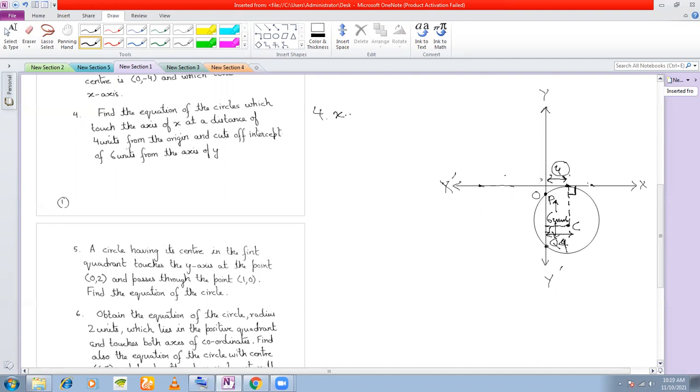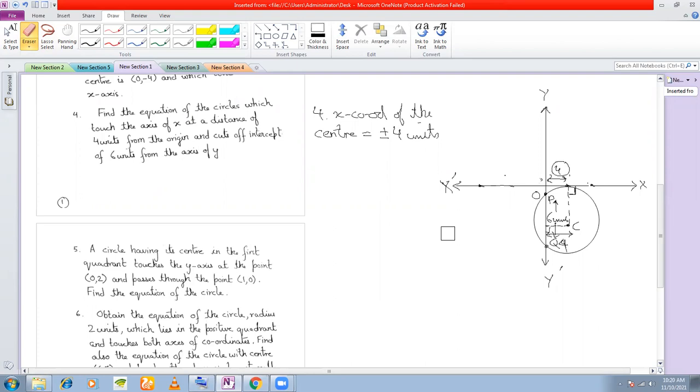So the x coordinate of the center must be equal to plus or minus 4 units, because I don't know which side it is in, right? It can be, the x coordinate can be either plus 4 or minus 4, because you can draw a circle this way also here, right? So that is why we don't know. That is why we have taken plus or minus 4 units.